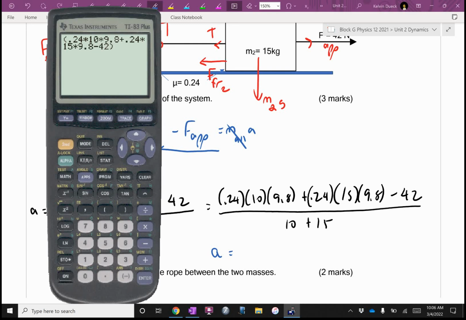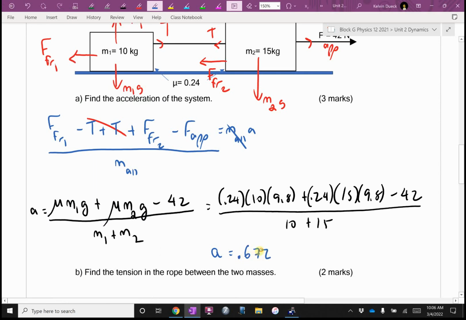Did everything type properly there? That looks good. Divided by, open up a bracket, 10 plus 15. Close off the bottom. You get 0.672 meters per second squared. So it's barely slowing down, but it is. If you got that, 3 out of 3. Otherwise, I would give you 1 mark for that equation, 1 mark for that, half mark for the numbers, and a half mark for the answer.